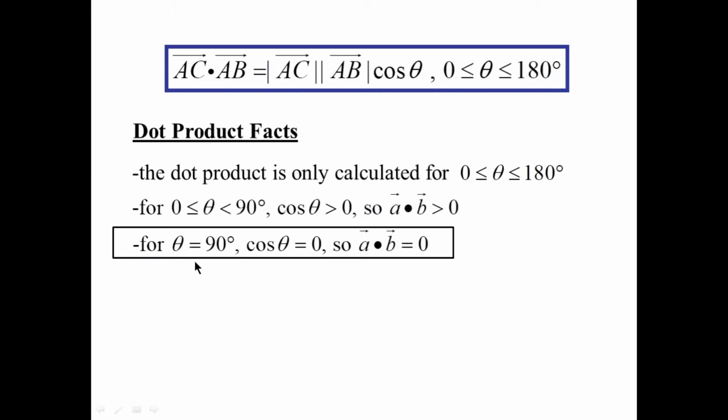If the angle between them is 90 degrees, so the two vectors are perpendicular, then length times cos will be 0 because the cos of 90 is 0. And I put it in a box because this comes up a lot. Two vectors are perpendicular, their dot product is 0. And if theta is obtuse, then the dot product is negative. The CAST rule tells us that in the second quadrant, the cosine is negative.